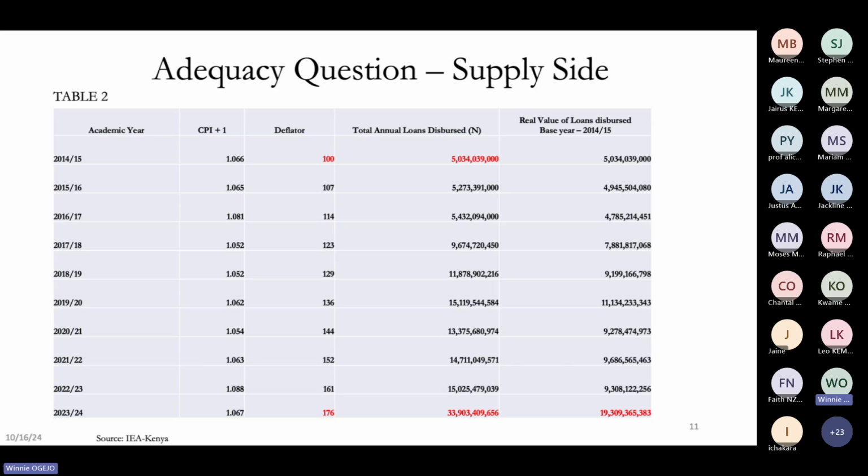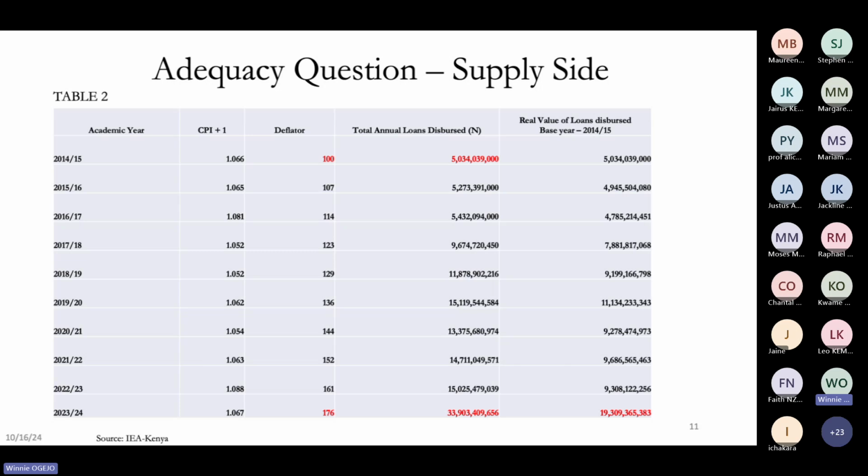It's given. We wanted to understand. So this chart, this table responds to maintaining the buying power. So for us to understand whether or not we are maintaining the buying power, we constructed a deflator. And in constructing the deflator, we used the CPI, and the CPI is just an annual measurement of inflation. And for us to be able to know by what amount the price has changed, we are using the CPI plus 1. Then we proceeded to construct the deflator.